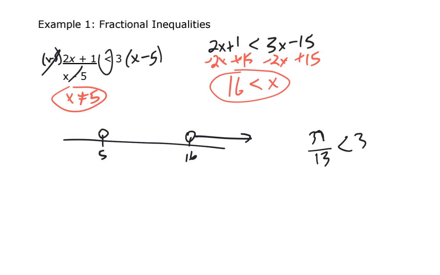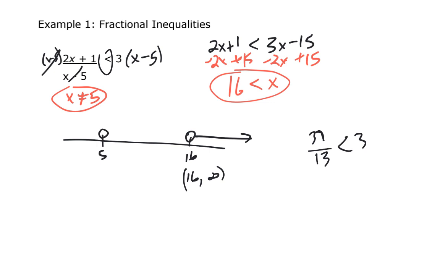It is, because 39 over 13 would be exactly 3. So that interval is good. We're going to get from 16 to infinity, with open brackets on both. And what we just have to be careful of is that it's not only that interval, because we have this non-permissible value of 5, so there are going to be some other values that are possible.